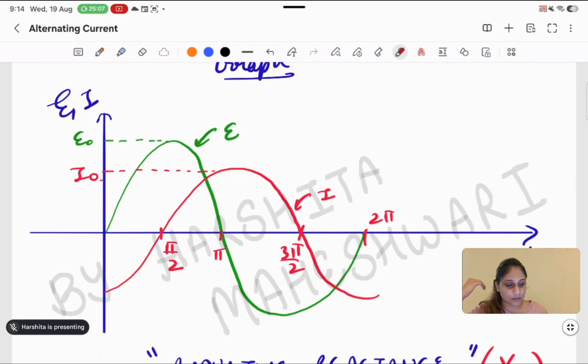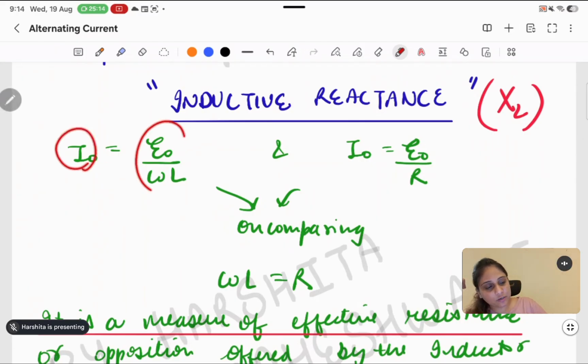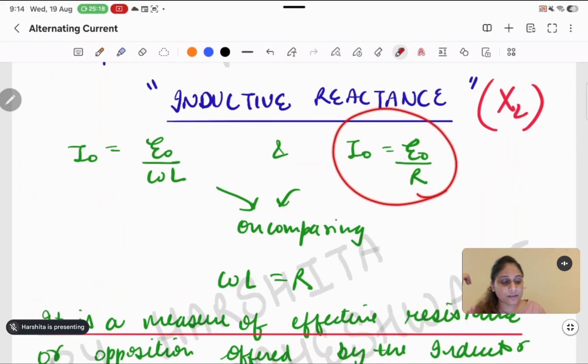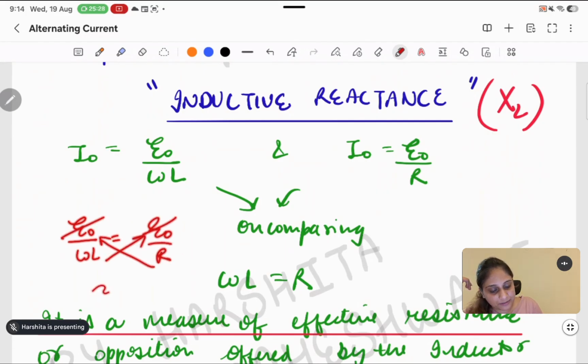Now we have an important thing that is inductive reactance. So I naught is basically E naught by omega L. Clear? And we know it could be written as E naught by R also. Now if I compare both of the things, I'm getting that E naught by omega L is equal to E naught by R. E naught will get cancelled. And now I will be cross multiplying. So R is equal to omega L. Now got it?